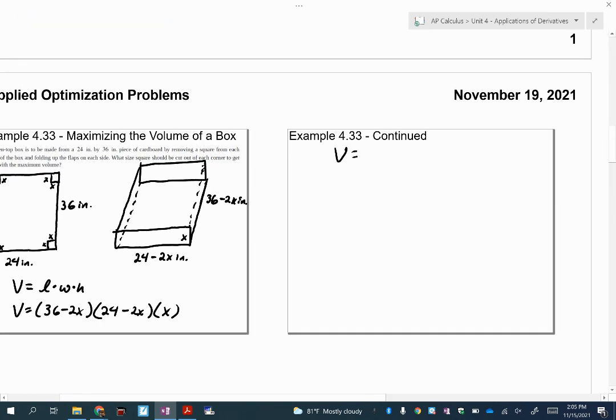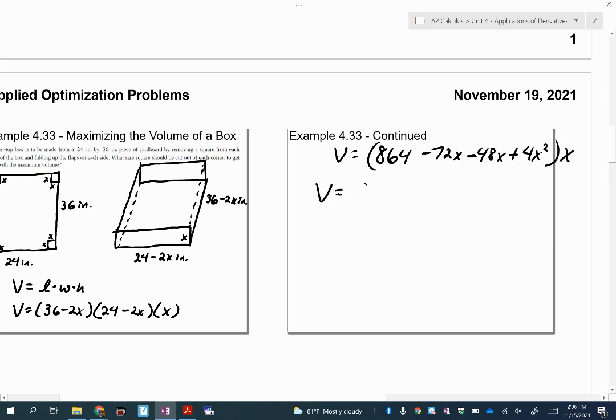All right? So that's going to be 36 times 24. We definitely need a calculator for this. So 36 times 24 is 864. Okay, then 36 times negative 2x is negative 72x. Negative 2x times 24 is negative 48x. Then we have positive 4x squared. Now that's not everything because we need to multiply that by x.